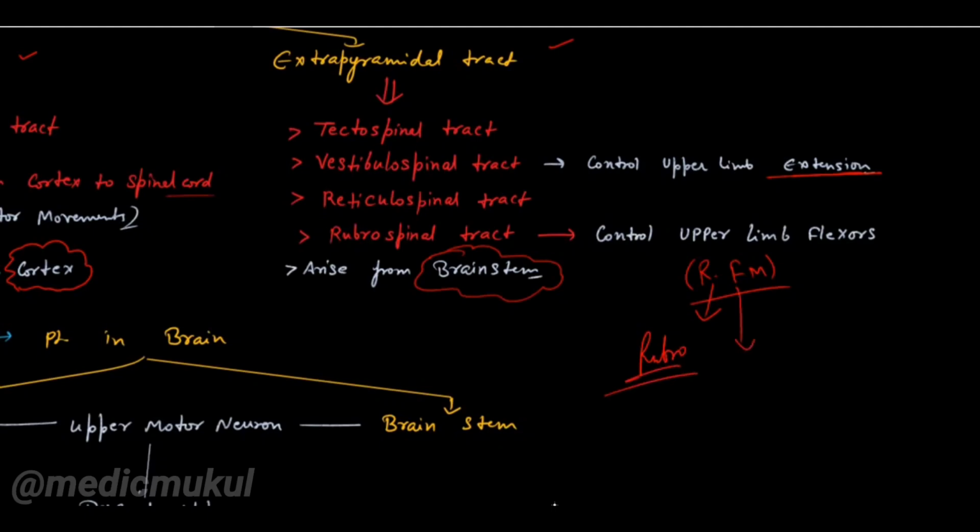Rubrospinal tract. F for flexor muscles. So rubrospinal tract is responsible for what? Flexor muscles. Vestibulospinal: V stands for vestibulo and E for extension. So we are watching what? Radio FM. We are hearing what? Radio FM. So V means vestibulospinal and extension. Rubro means, remember, what? Rubro and flexor. Don't tell anyone.